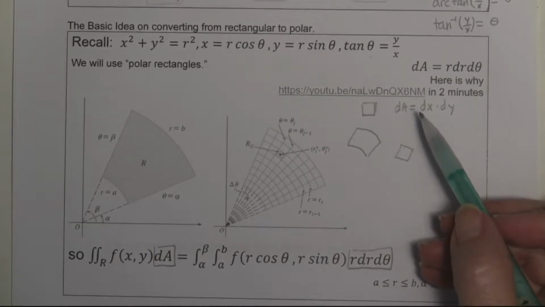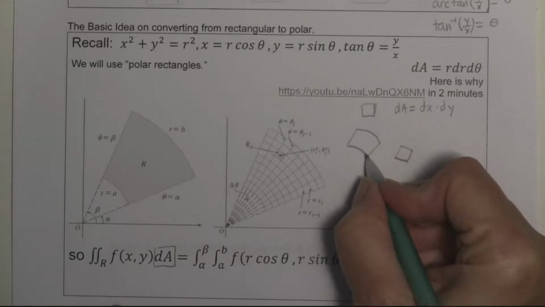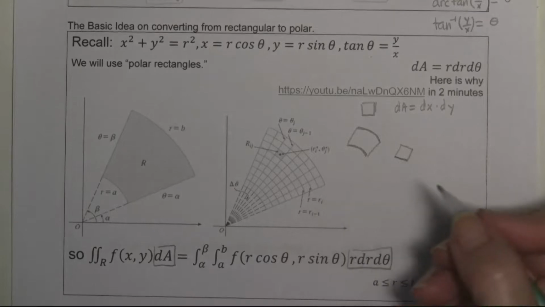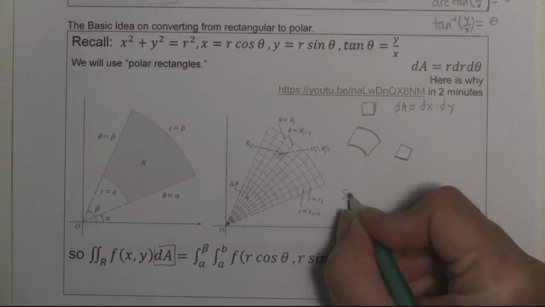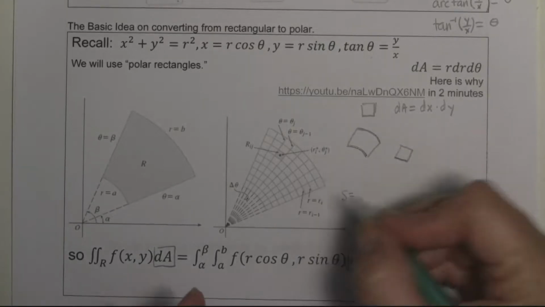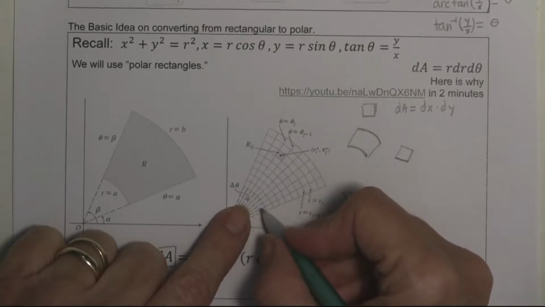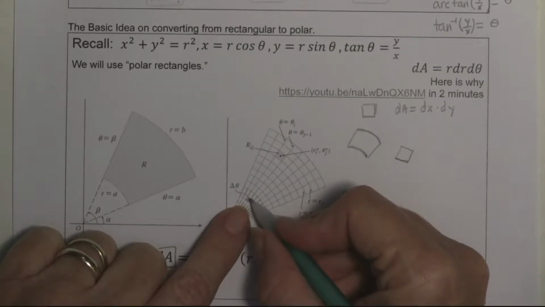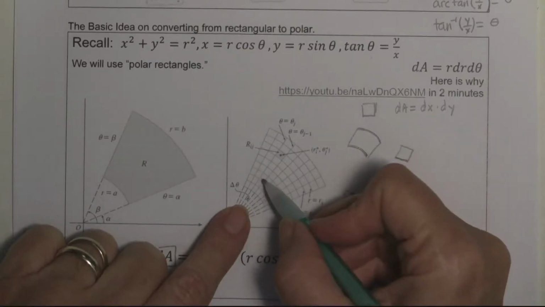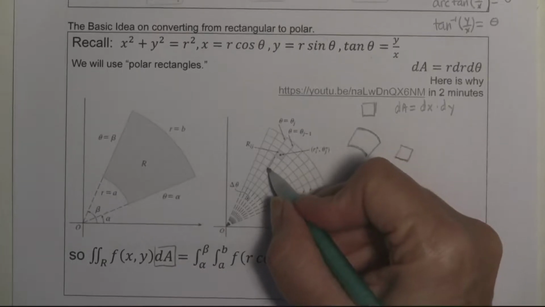And when I do that, this region here is the arc of my sector. I don't know if you remember from geometry, but the length of that arc is equal to the angle, which is the change in theta, multiplied by how long this is.